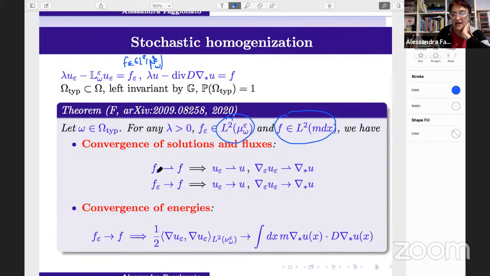So if f epsilon converges weakly to f, then the solution of the massive Poisson equation, u epsilon, weakly converges to u, and the epsilon gradient of u epsilon weakly converges to the star gradient of u. And all these convergences become strong if f epsilon strongly converges to f. And in this case, we also have the convergence of the so-called energies.